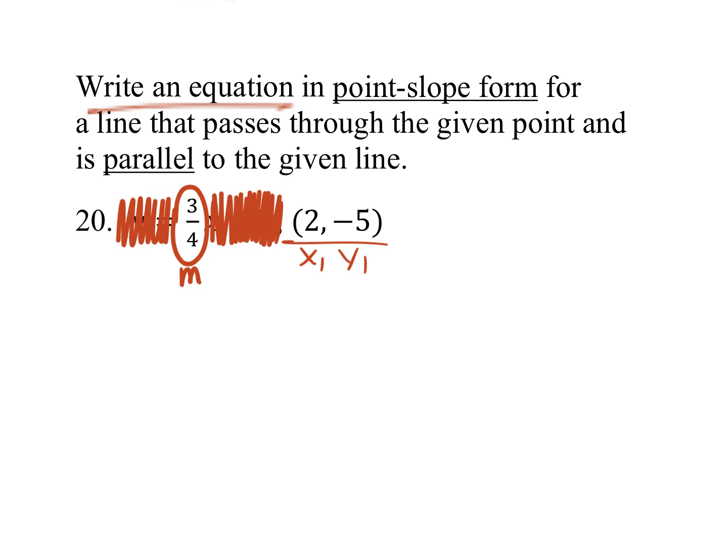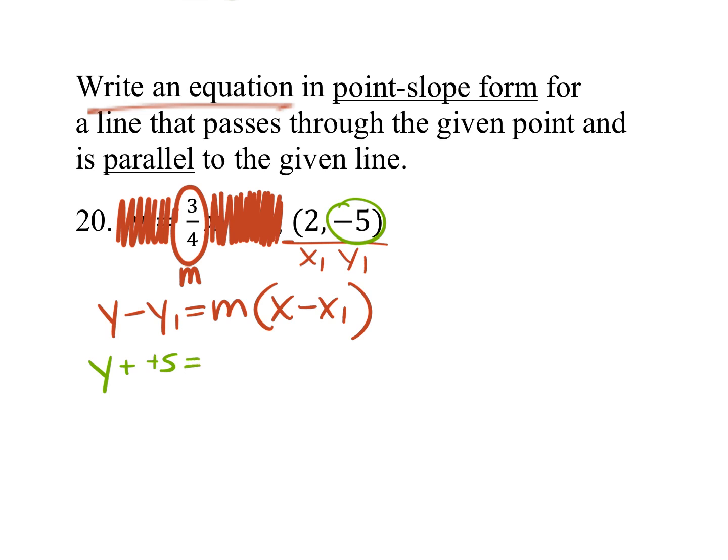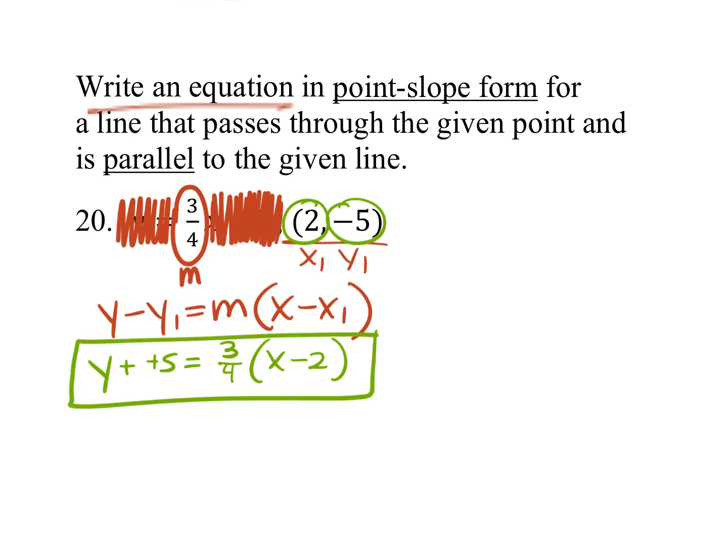Okay, so we're going to say y minus y1, point slope form, equals m times x minus x1. Okay, so then if we plug that in, it's going to be y minus a negative 5, which is y plus 5, right? Equals your slope, 3/4, times x minus your x value. So this is your point slope form, okay? If you want to just write it as y plus 5, that's even better. Same thing.